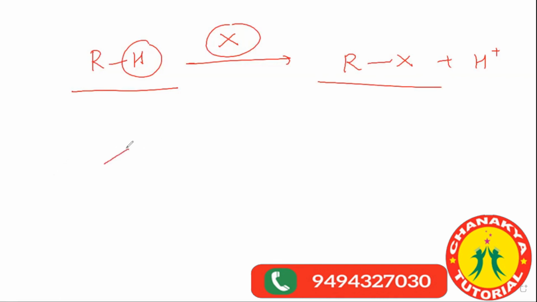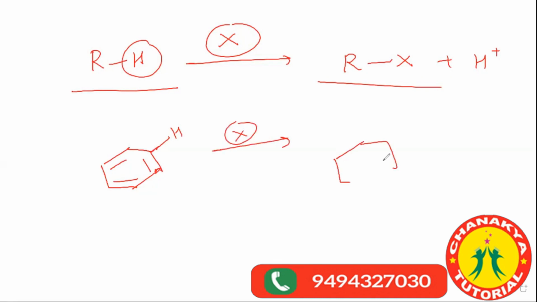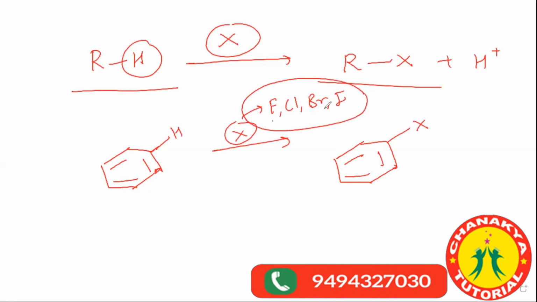We know benzene is an aromatic ring with alternate double bonds. Each and every carbon has one hydrogen on it, isn't it? If that one hydrogen is replaced with any of the halogens, that will be converted into a haloarene, meaning H should be replaced with X. This X would be what? Either fluorine, chlorine, bromine, or iodine.